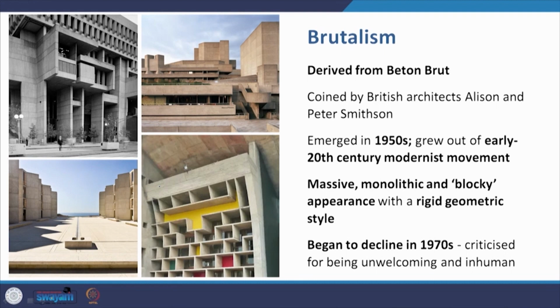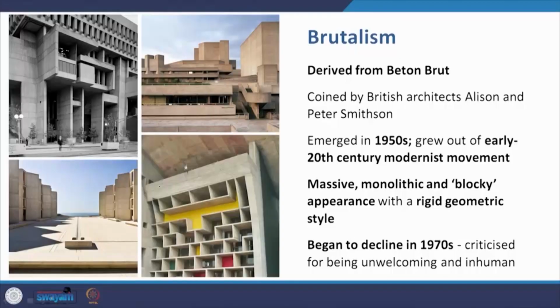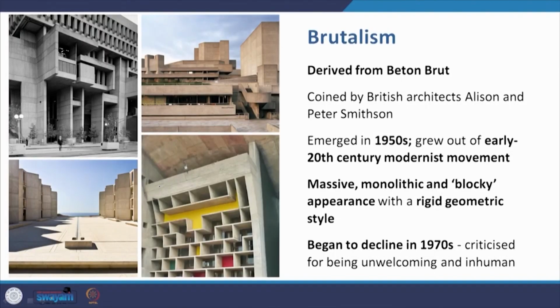So there were many strands to the earlier modernism or the international style. There is minimalism. Bauhaus itself was an offshoot, though it was a school in itself, and there is brutalism and many others. Now the massive monolithic and blocky appearance with a rigid geometric style was the hallmark of brutalism, but it began to decline in the 1970s and it was criticized for being unwelcoming and inhuman. But brutalism continues to be there, and we will look at those works in at least a couple of buildings in the later part of the 20th and 21st century in India.